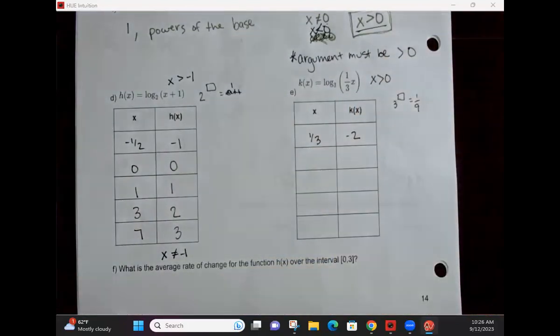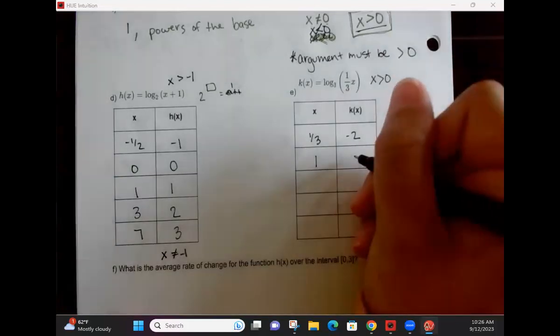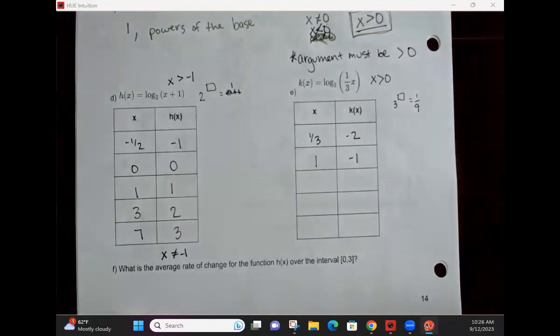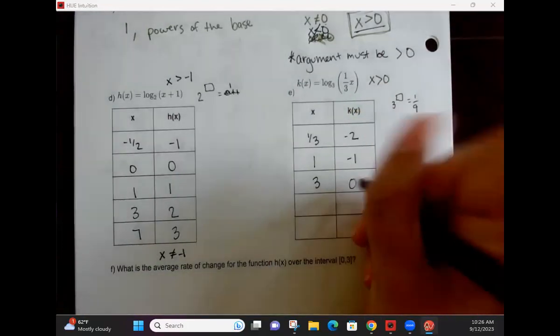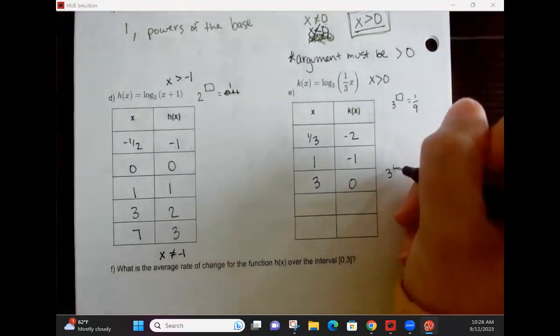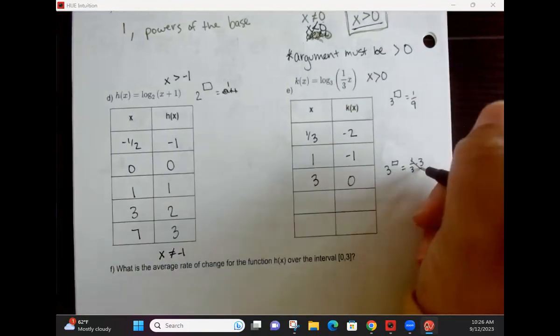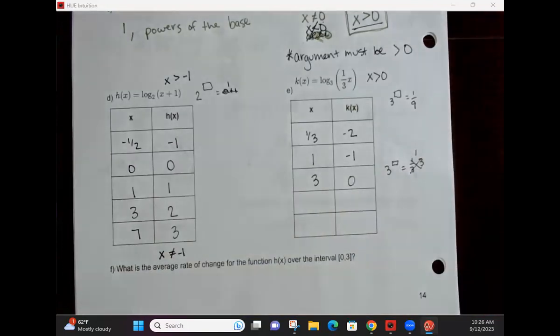And then how about 1? Anybody pick 1? What do you get for your output then? -1. How about 3? I'm guessing that was the next value for many of us. If I pick 3, what's my output? 0, right? 3 to what power gives us 1/3 times 3? 1/3 times 3 is 1. So 3 to the 0 power gives us 1.